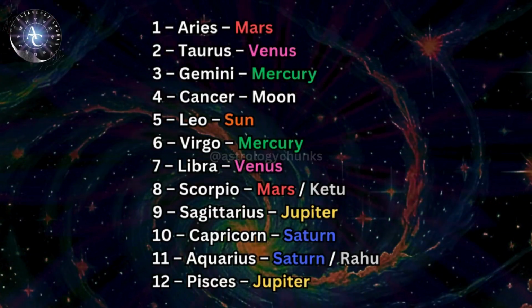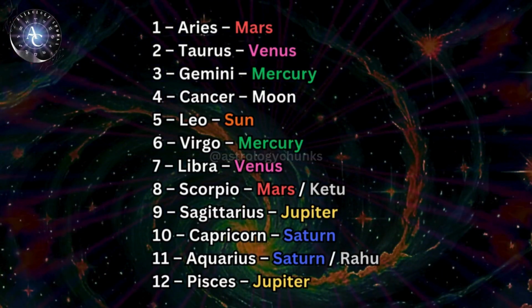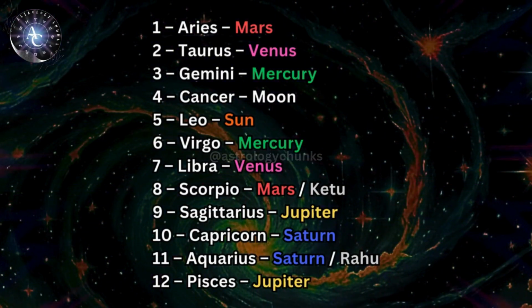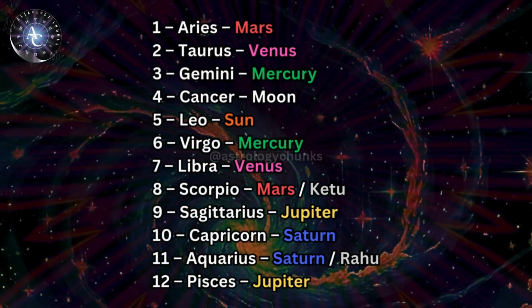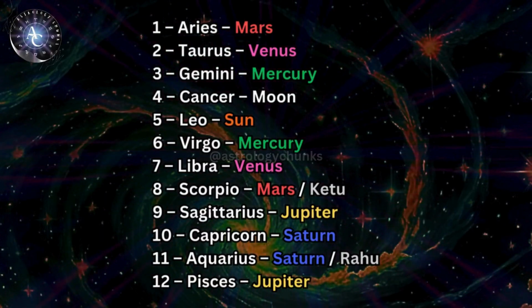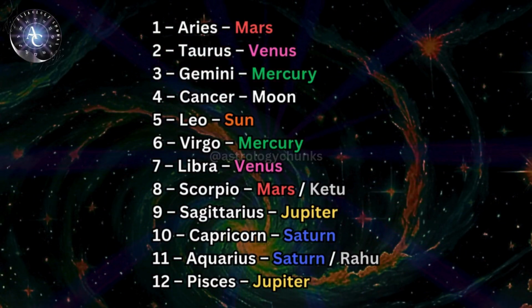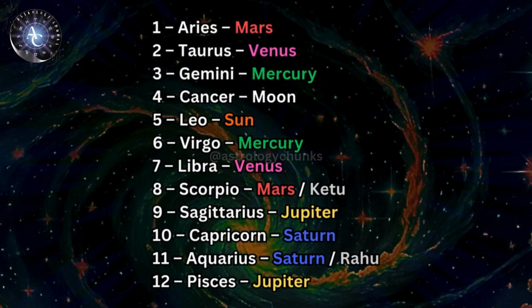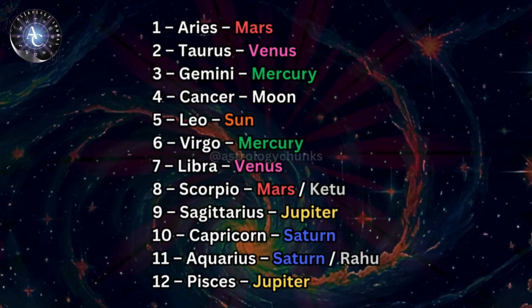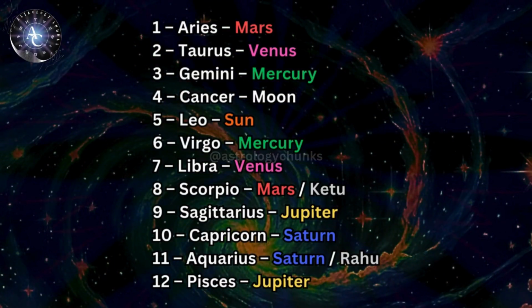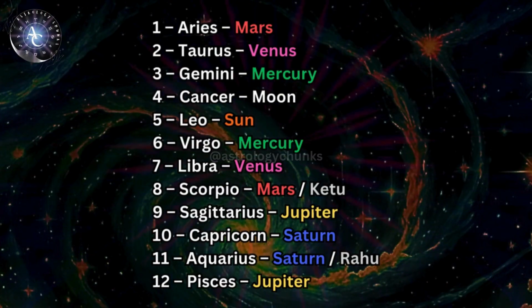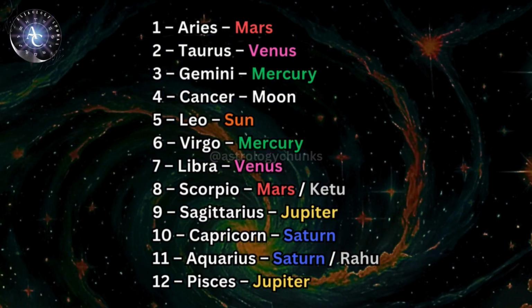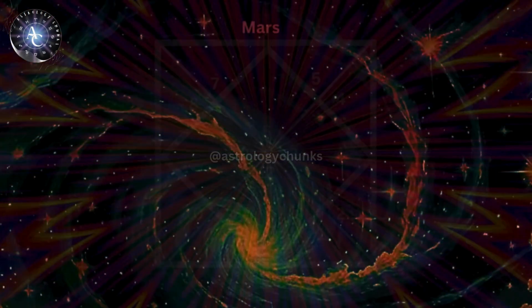Then Sagittarius is ruled by Jupiter, Capricorn is ruled by Saturn, Aquarius is ruled by Saturn as well, Pisces is ruled by Jupiter. And for Aquarius, Rahu is also considered a co-ruler, similar to how Ketu is a co-ruler of Scorpio. So when you are doing an in-depth analysis of the house where Aquarius is the ruling sign, then along with Saturn, Rahu should also be considered for better understanding.